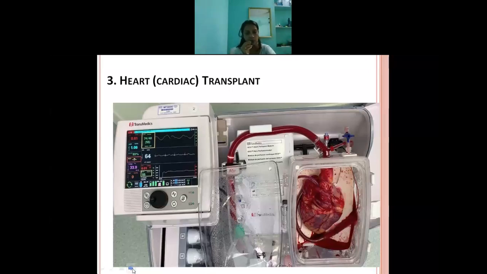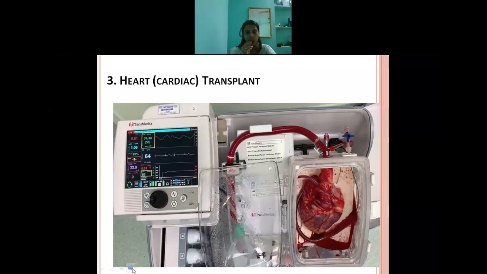Okay. Now, what is a heart transplant? Heart transplant is a surgical procedure where you are removing the damaged or the diseased heart and replacing it with a donor heart. Okay, that is called a heart transplant or a cardiac transplant. Now, what is the criteria for the donor? Who can be a donor?